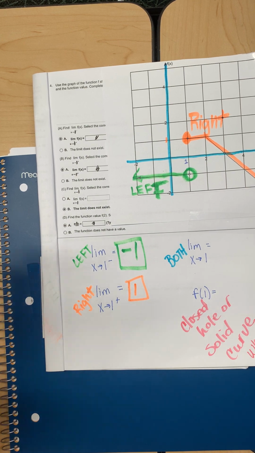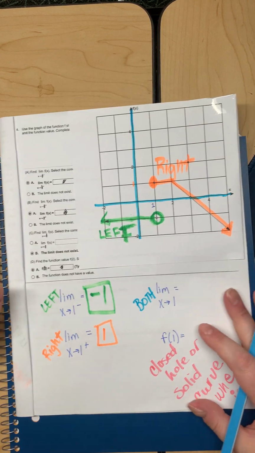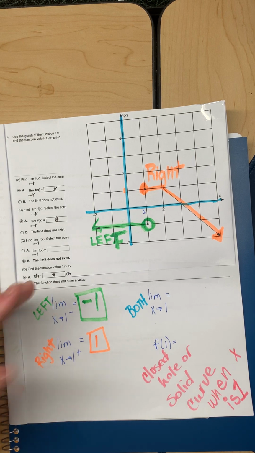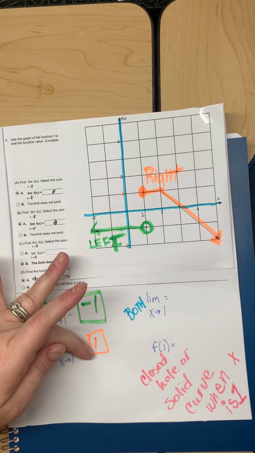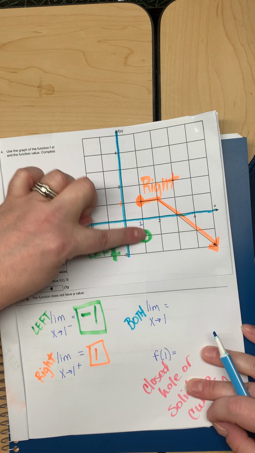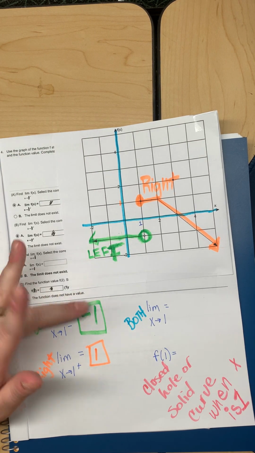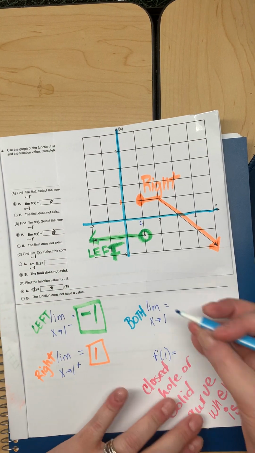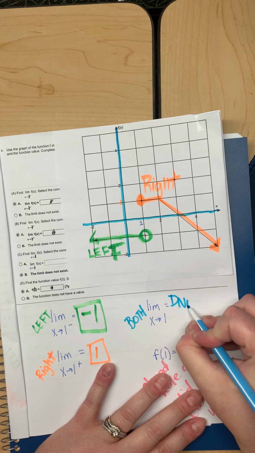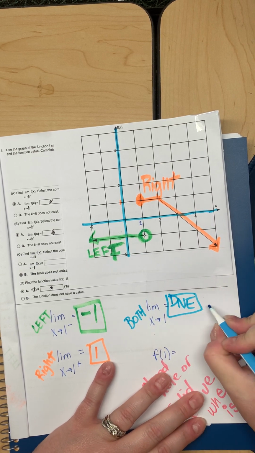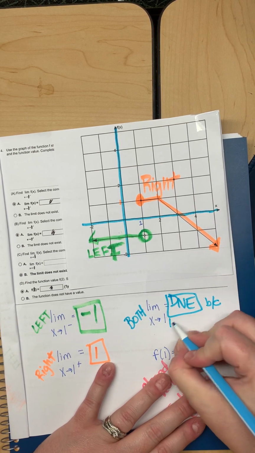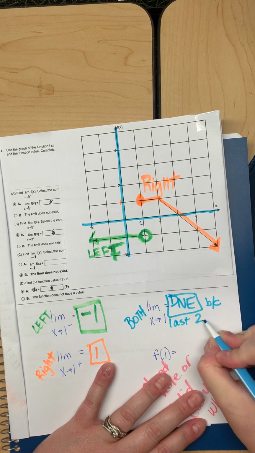But then when we look at just x approaches regular 1, we have to consider the previous 2. So since the previous 2 don't match, because there's a vertical jump in the graph, we're gonna say does not exist. And we say that because the last 2 don't match.